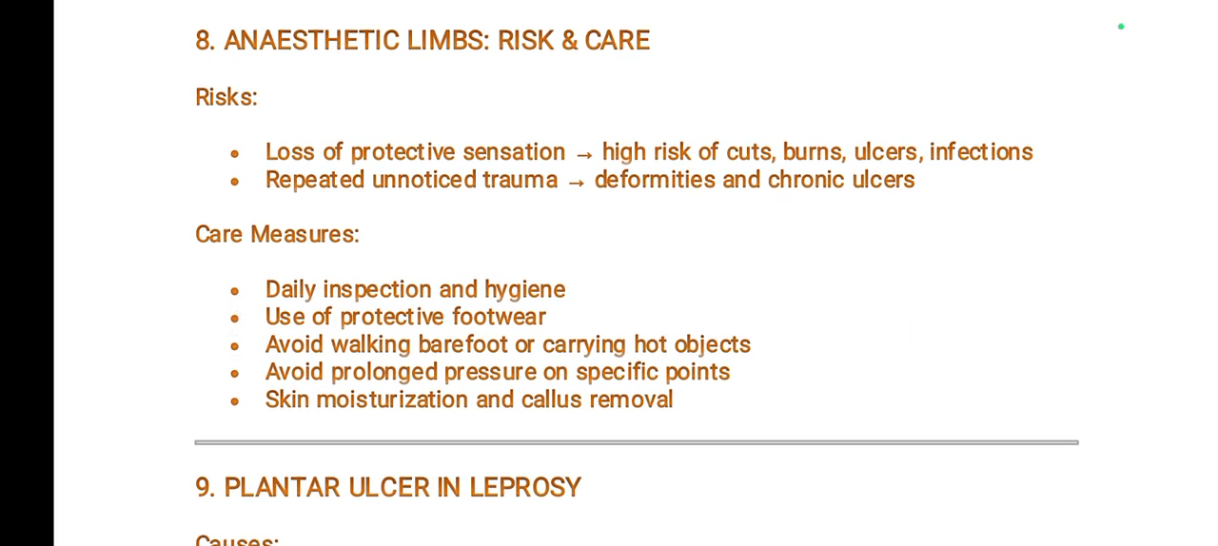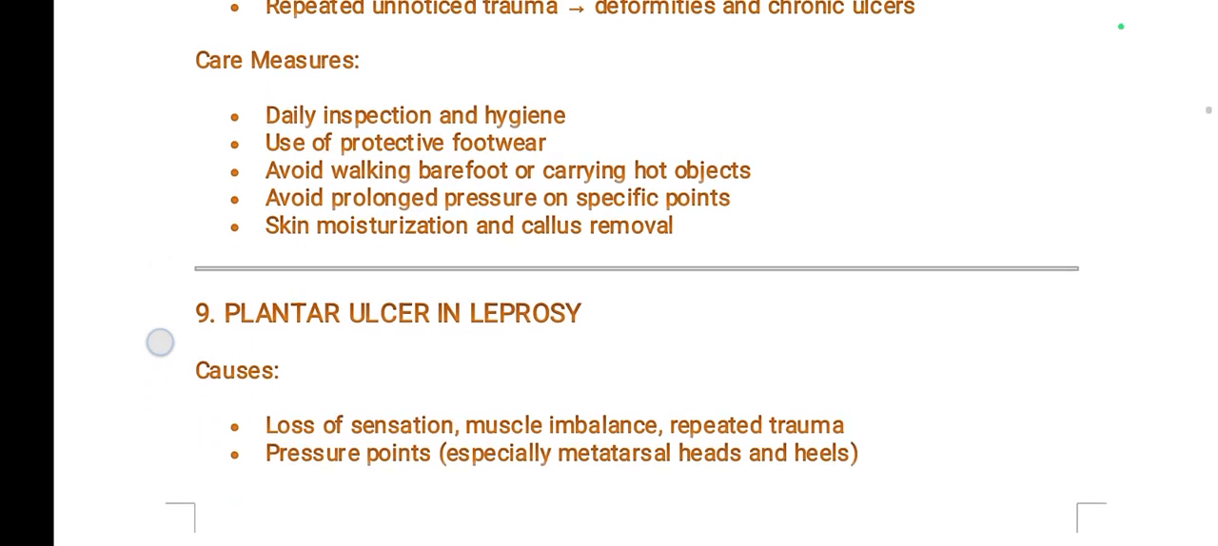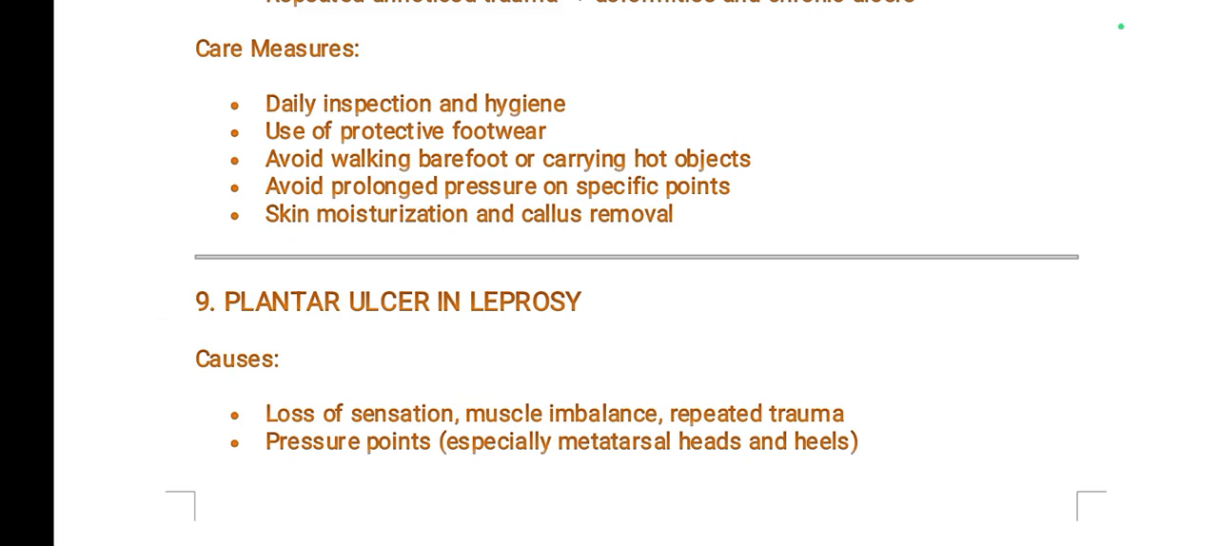Anesthetic limbs, risk and care. The risk is loss of protective sensation, with high risk of cuts, burns, ulcers or infections. Repeated unnoticed trauma and deformities lead to chronic ulcerations. Care measures: daily inspection and hygiene, use of protective footwear, avoid walking barefoot or carrying hot objects, avoid prolonged pressure on specific points, skin moisturization, callus removal.